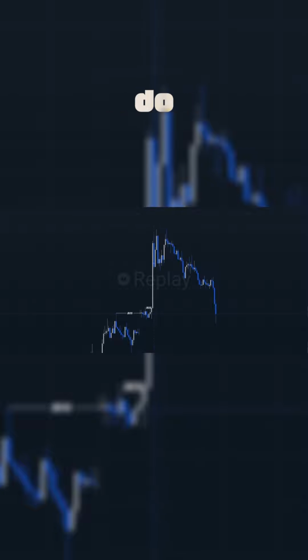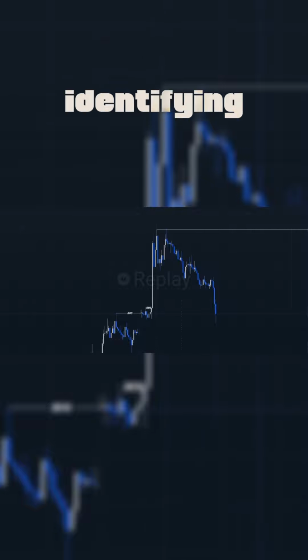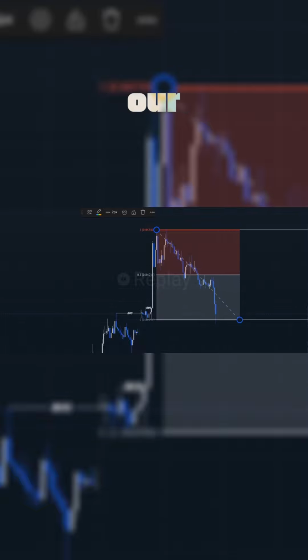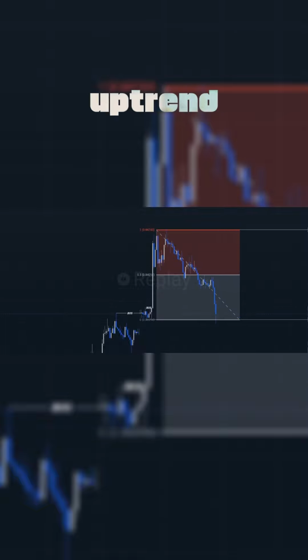The first thing we want to do is mark our current swing range, identifying both the current high and current low. From there, we'll use the Fibonacci, drawing it from the swing high to the swing low to identify our discount zone. Because in an uptrend, we only want to focus on key levels within that discount. Those are the levels most likely to hold and react.